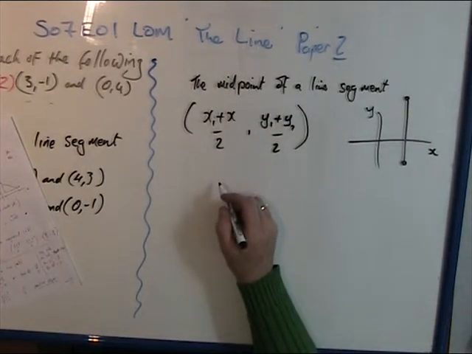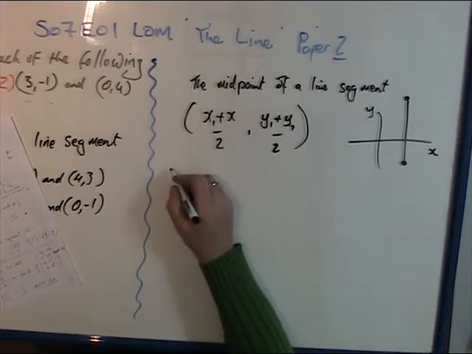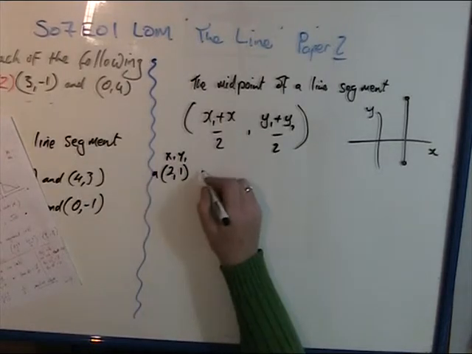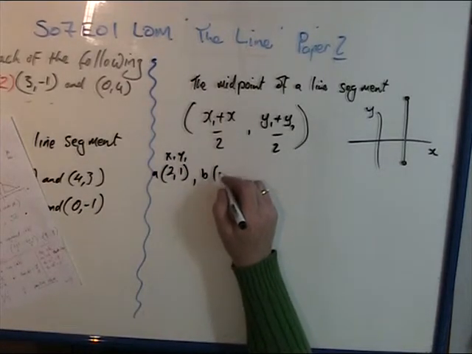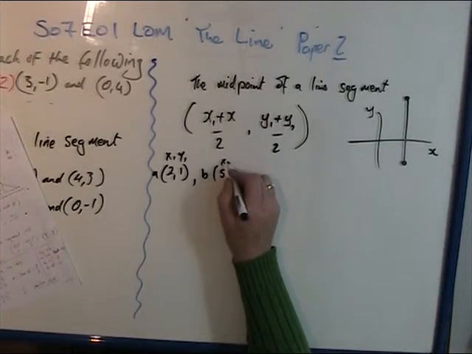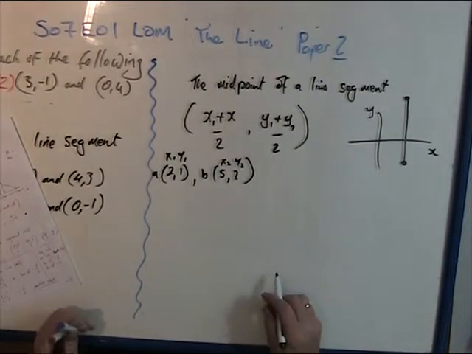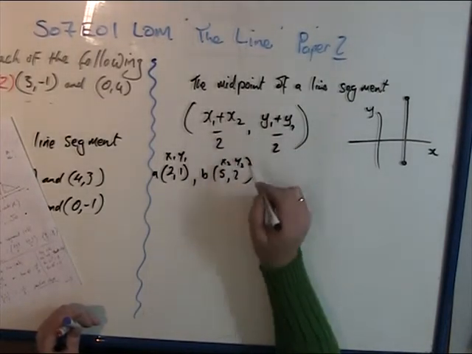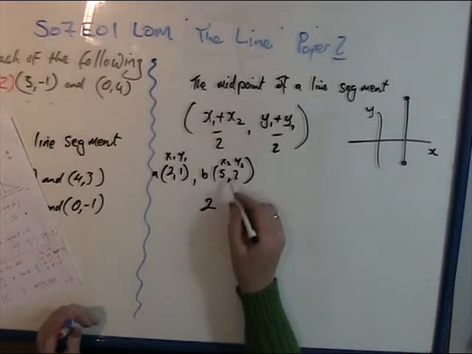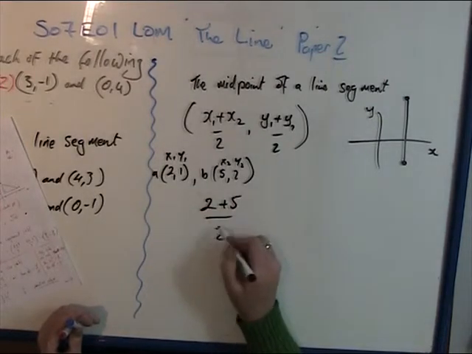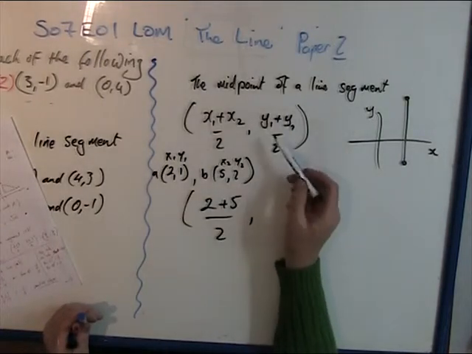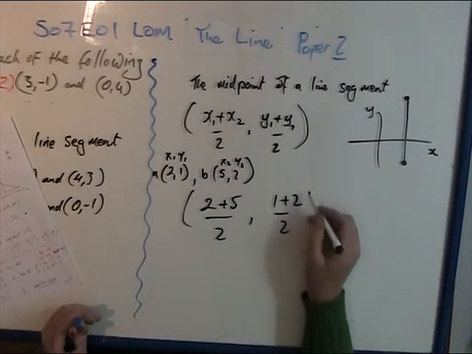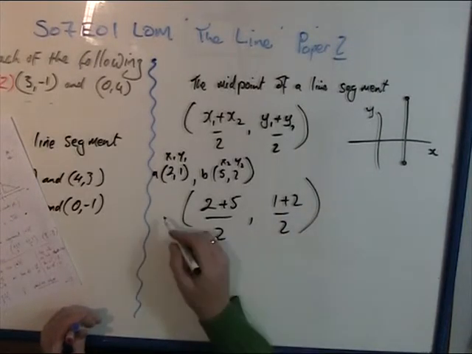Right, we'll use the same points again. A is (2, 1), x1, y1, and B is (5, 2), x2, y2. So you just follow: x1 plus x2, 2 plus 5 all over 2, and y1 plus y2, 1 plus 2 over 2. So you're really just following the formula. Okay, it's not that difficult.